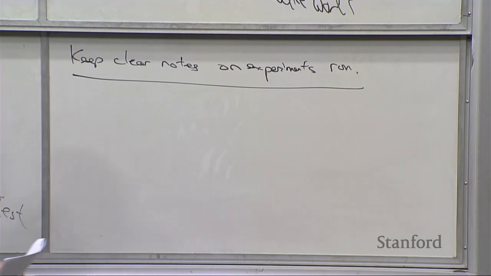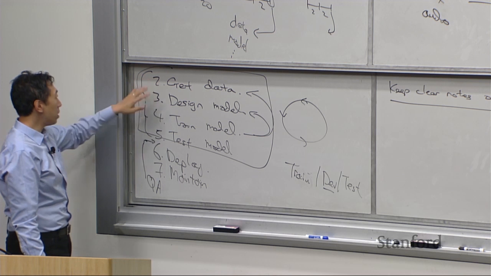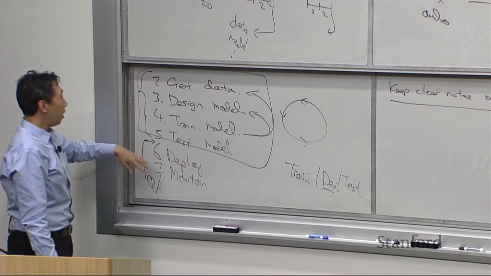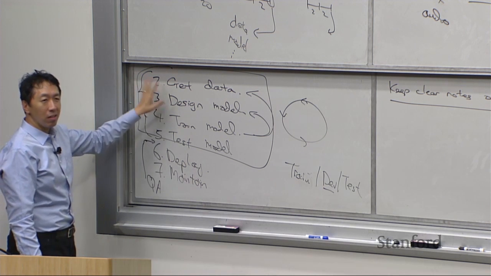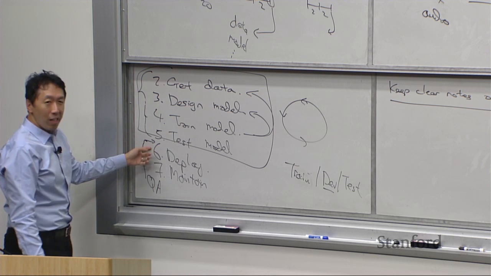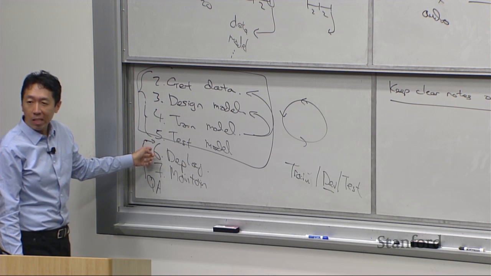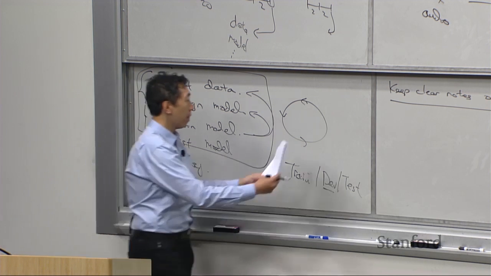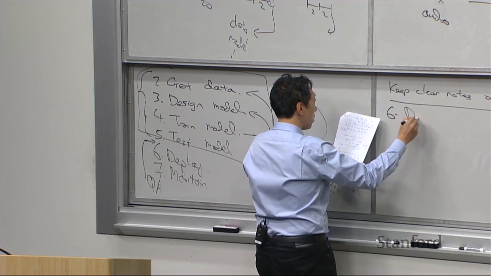So a lot of this class will be on this process of how to get data, develop the train, dev, test, split, design the model, train the model, eventually test the model and iterate. Okay, so a lot of this class is on this. So I want to jump ahead to when you have a good enough model and you want to deploy it. Okay, so step 6, I guess, is deployment.